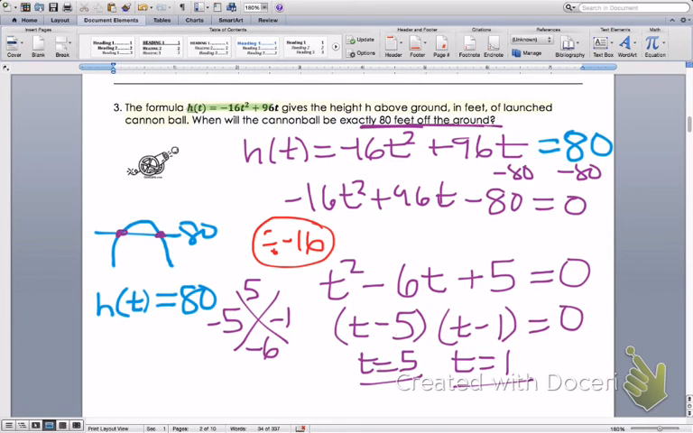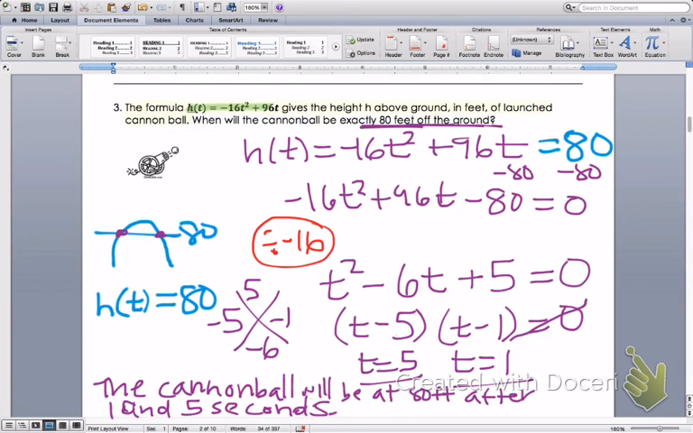So I'm going to write the sentence out for that one. All right, so here's our final answer. The cannonball will be at 80 feet after 1 and 5 seconds. All right, that's pretty much it. Just be very careful as you're solving these problems. Decide whether they're asking for the vertex, whether they're asking for the zeros, or a specific number where you solve by factoring or by finding the vertex.